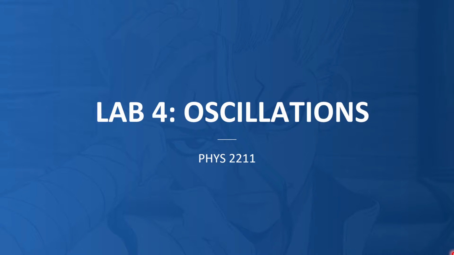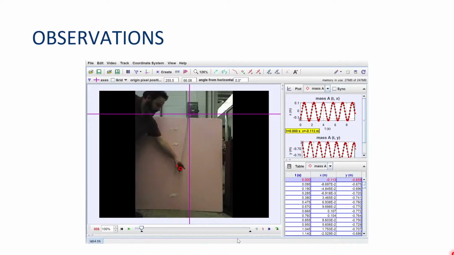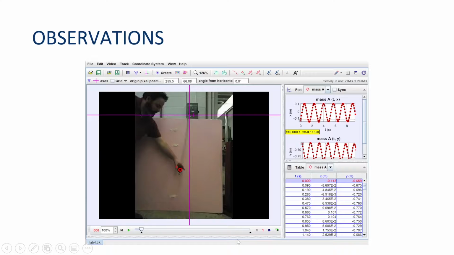Lab 4, Oscillations. The main purpose is to apply Newton's laws of motion to the real world. The experiment today involves the motion of an object while oscillating on a spring. We'll be measuring its motion and creating a model to measure its energy changes as well, and we'll be using the energy principle.